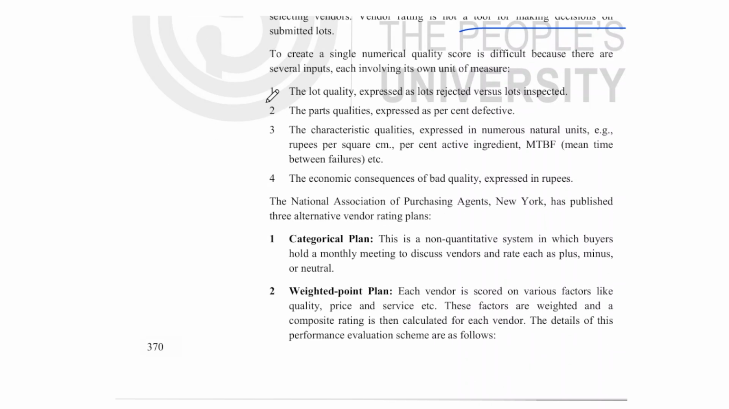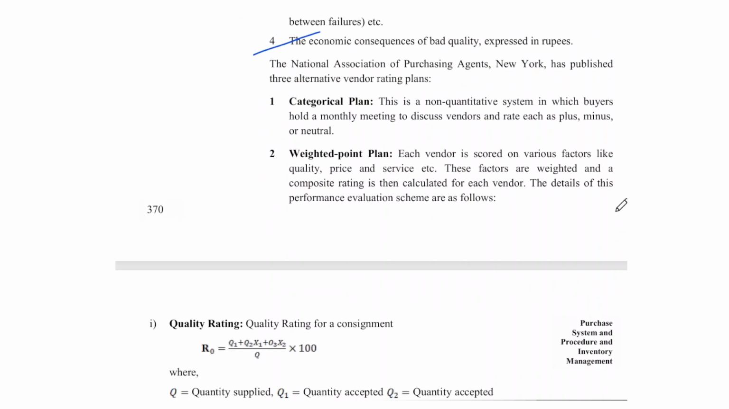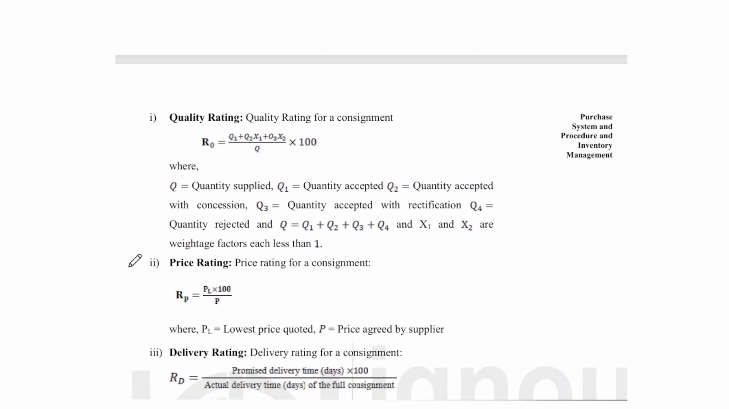Okay. To create a single numerical quality score is difficult because there are several inputs, each involving its own unit of measure. The lot quality is expressed as lots rejected versus lots inspected, and the part quality is expressed as percent defective, and the characteristics qualities are expressed in numerous natural units, along with the economic consequences of bad quality. And the National Association of Purchasing Agents, New York, has published three alternative vendor rating plans, that is the categorical plan, weight point plan, quality rating, and price rating.